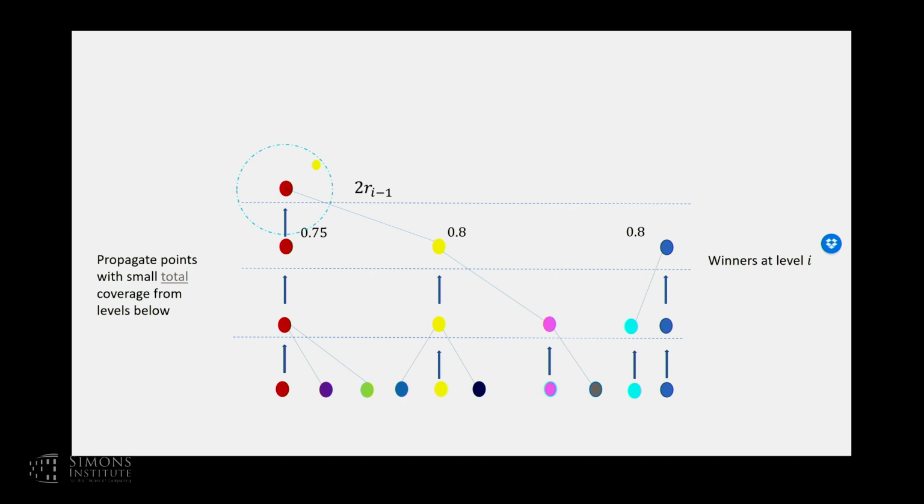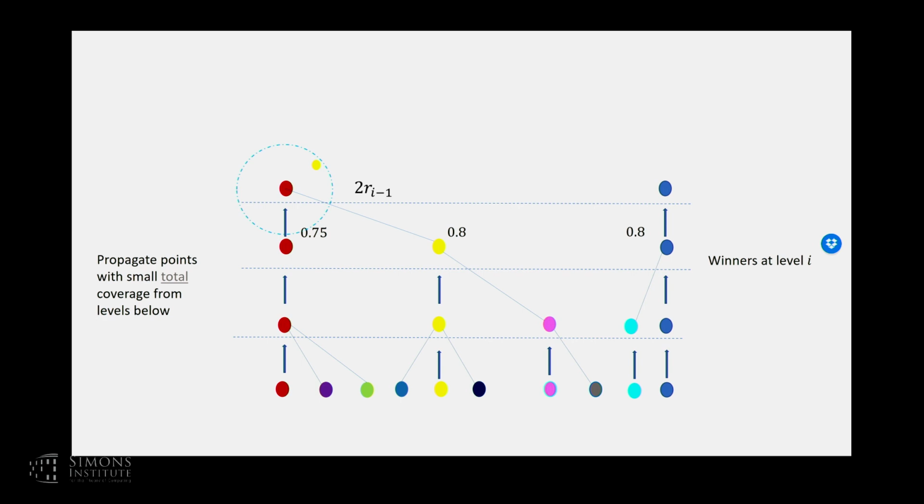With a bunch of winners, I look at the coverage below this level. I look at the guy with the minimum coverage. That guy transcends up, draws a ball of radius 2Ri minus 1, the radius for the level i minus 1. If it sees no one, it has no neighbors. But say it sees this yellow guy in that ball of radius 2Ri minus 1 in the metric space. That's his new child. Okay? And then the whole tree is finished.